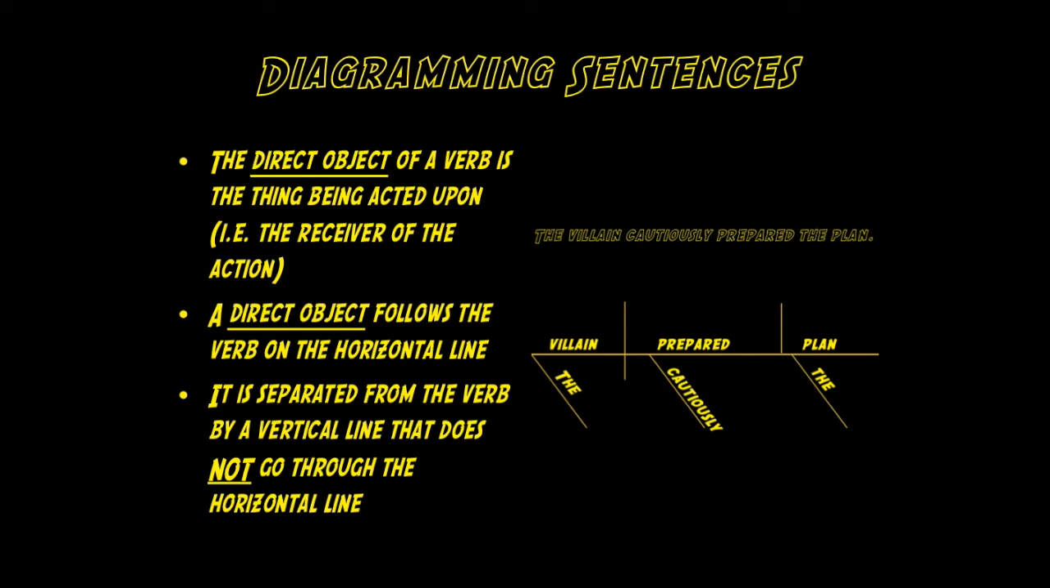Let's look at the example sentence. The villain cautiously prepared the plan. Our subject is villain. The verb, what the villain did, is prepared. And then we have to ask ourselves, what was being acted upon? In other words, what was being prepared? And in this case, it was plan. We also have those modifiers that we put on those slanted lines at the bottom. So let's go ahead and read it all together. The villain cautiously prepared the plan. All right, so let's go ahead and move on to the next little section.